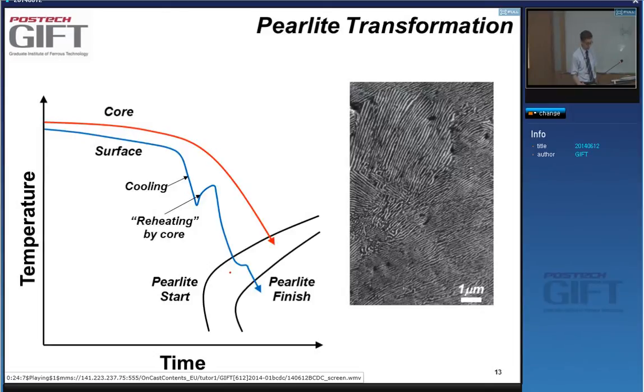So if you cool down a big rail like this, whenever you stop the cooling, the exterior of the rail is reheated by the core that cools less, yes? And there is also an increase in temperature when you do the transformation, which is due to the heat of transformation, okay? This is a typical CCT diagram for a carbon manganese rail steel, okay?